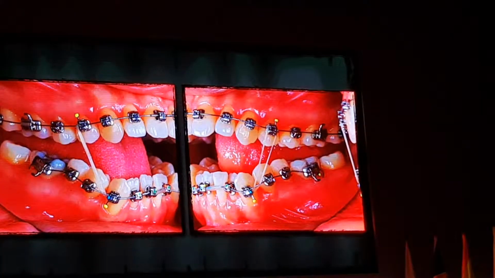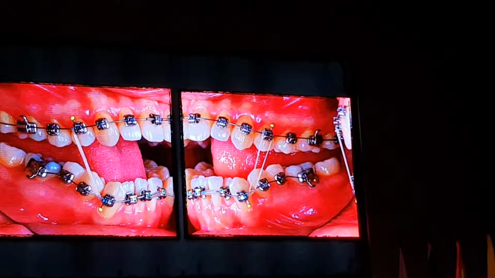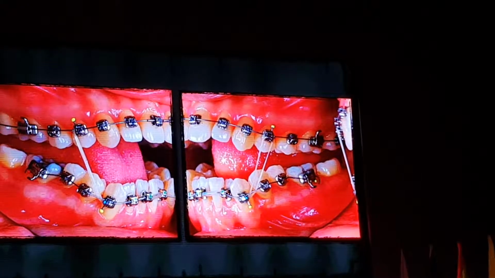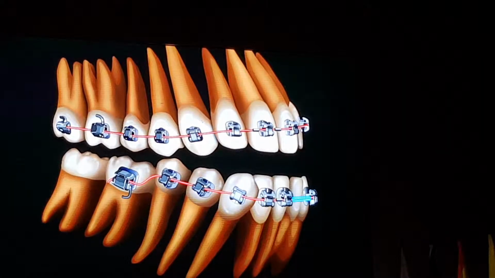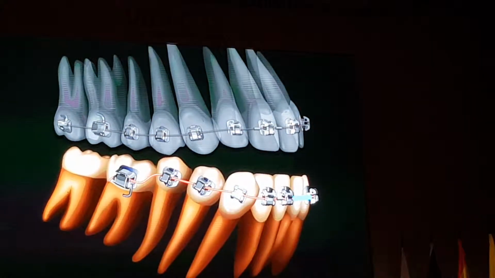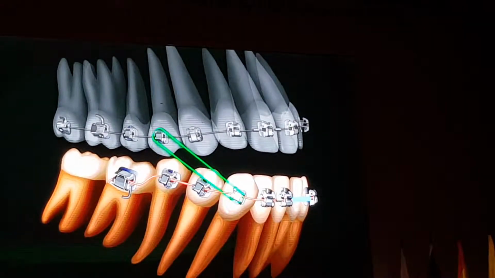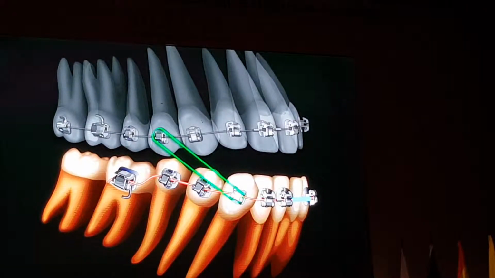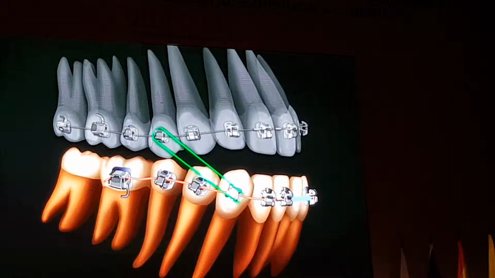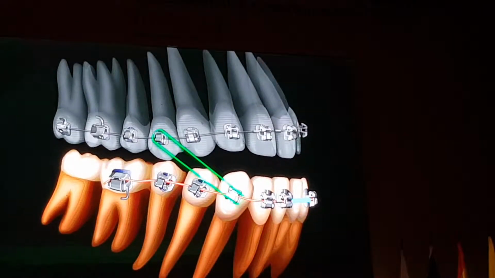So why do I start class 3 elastic from lower canine? 2 oz. Here is the setup. My idea is to tip back lower 3, 4, 5 with light class 3 elastics. And this will also help you to extrude upper incisor a little bit with the class 3 elastic.